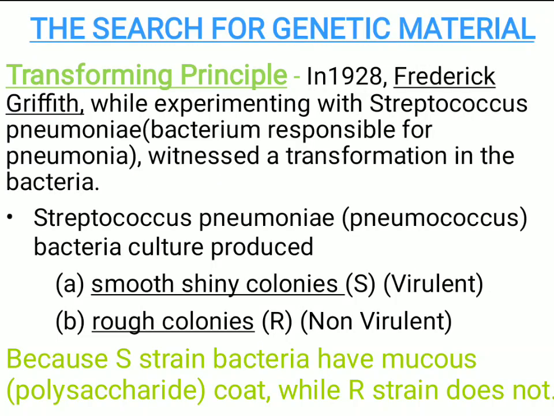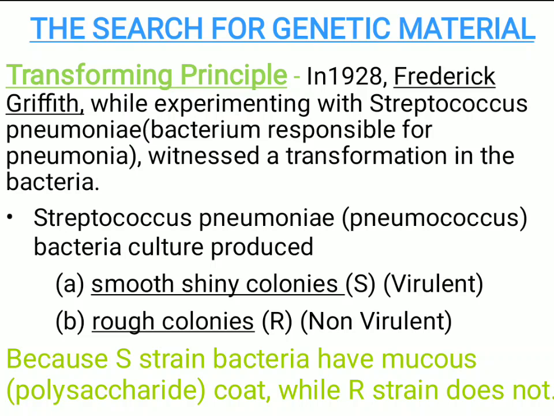Now, if you remember, in the last video we discussed that many discoveries by many scientists narrowed the search for the genetic material to the chromosomes located in the nucleus of most cells. But the question remained: what molecule was actually the genetic material? In this sequence, the transforming principle was given by Frederick Griffith in 1928. While experimenting with the Streptococcus pneumoniae bacterium that is responsible for pneumonia, he witnessed a transformation in the bacteria. That means the bacteria had changed in physical form.